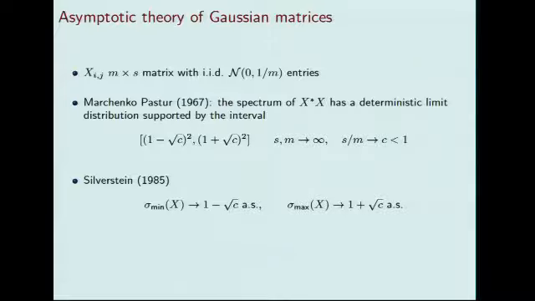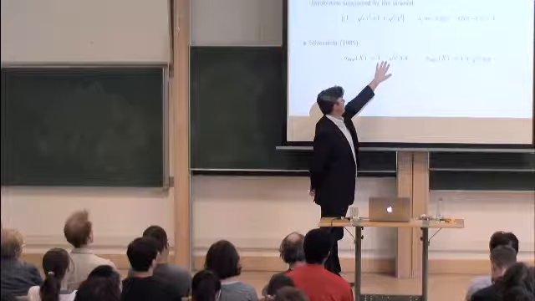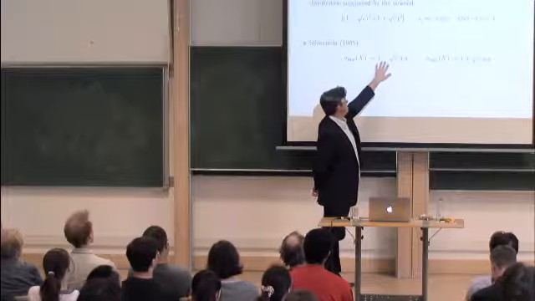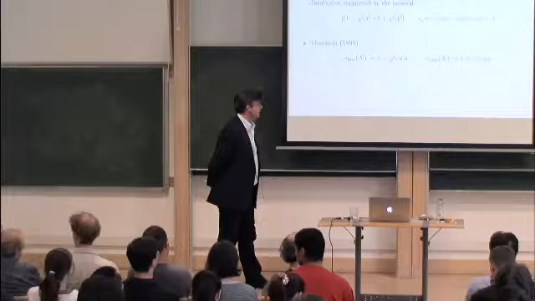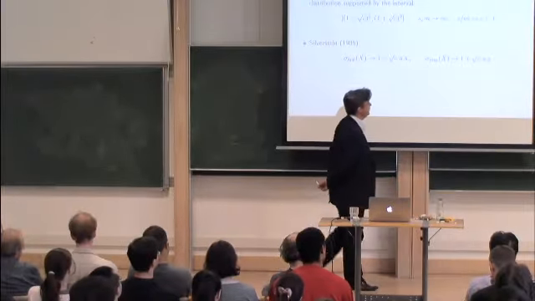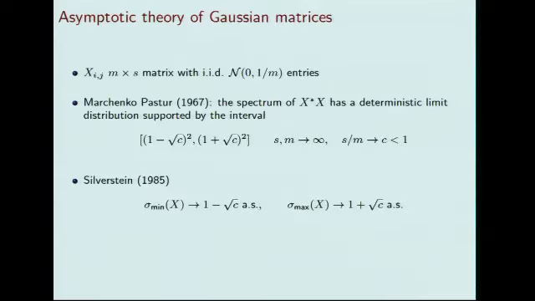We also know that the minimum singular value and the maximum singular value converge almost surely to the edge of the spectrum. So we know that as the dimension grows to infinity, the minimum singular value will be deterministic in the limit and will converge almost surely to 1 minus square root of c. We also know that the maximum singular value will converge almost surely to 1 plus square root of c.